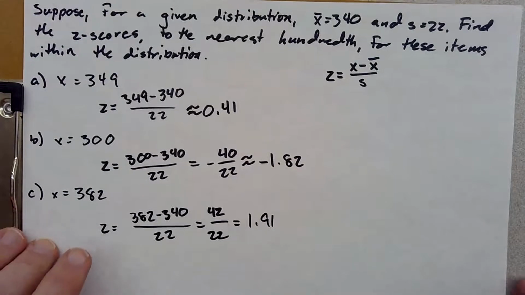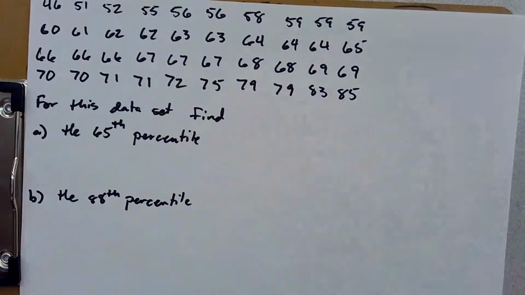Next up. Here we have a data set, and we are asked to find the percentiles: the 65th percentile and the 88th percentile. So to do this, the first thing we need to do is to find the 65th percentile, which is the item below which 65% of the items are ranked.